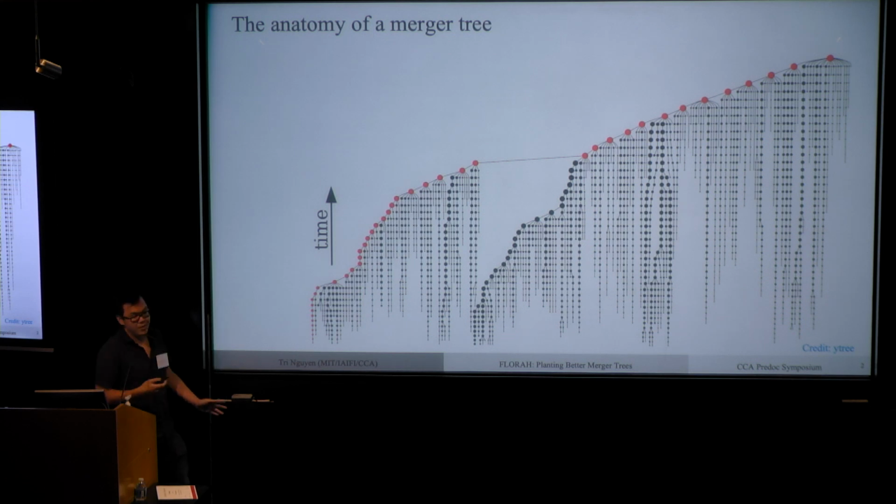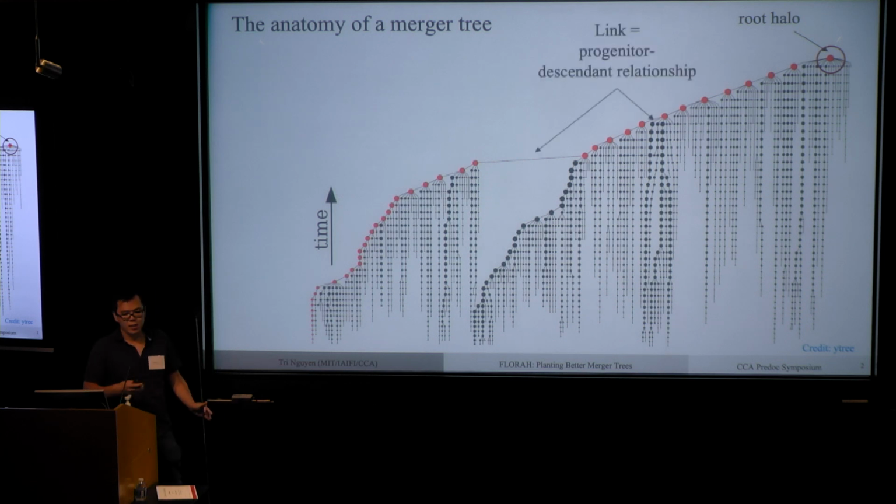So what is the anatomy of a merger tree? How do you describe a merger tree? So first, you have the root halos, which, for example, in the case of galaxy mergers within the Milky Way context, where you have multiple different satellite galaxies merged into the Milky Way, the root halo would be the Milky Way. And you have the link, which describes the progenitor-descendant relationship. For example, back to the Milky Way case, when the Milky Way is actively accreting satellite galaxies such as the LMC, there will be a link between the LMC and the Milky Way.